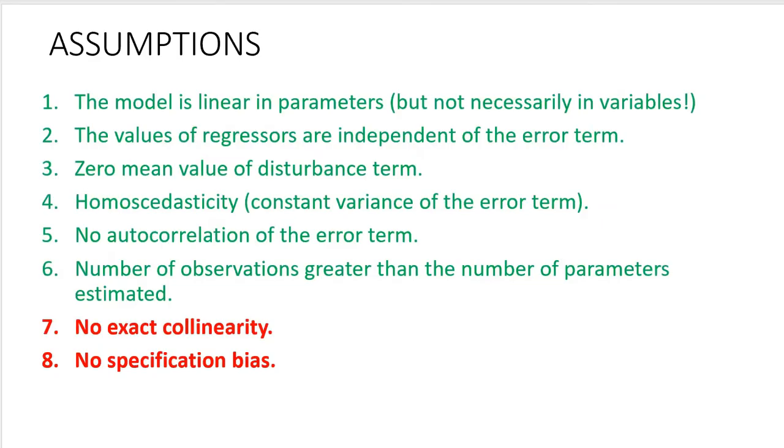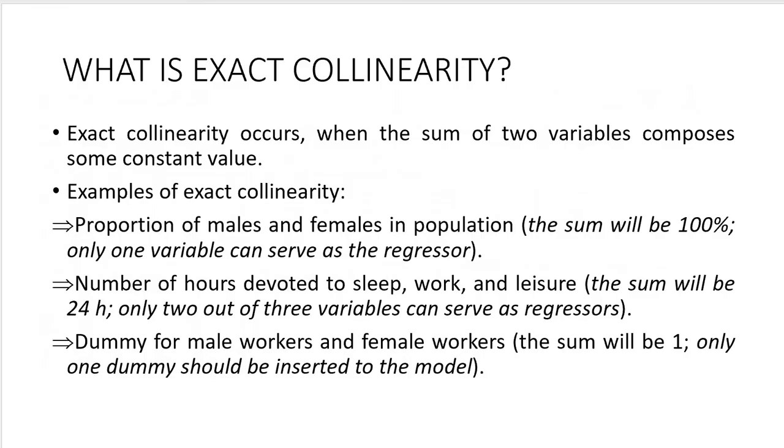Also, when it comes to the models with several independent variables, you have to include two more assumptions to the list of assumptions we discussed in the previous lecture. So there should be no exact collinearity and there should be no specification bias. Okay, so now let us discuss what exact collinearity means.